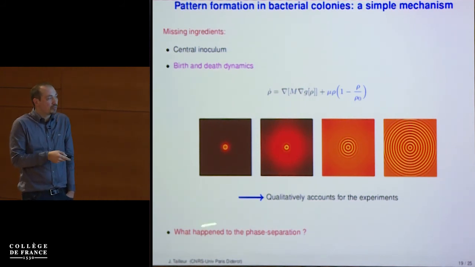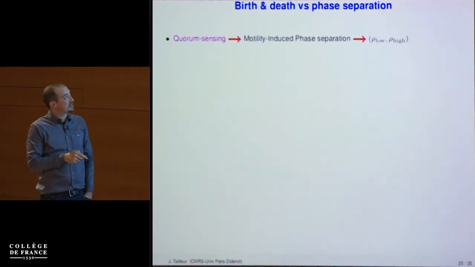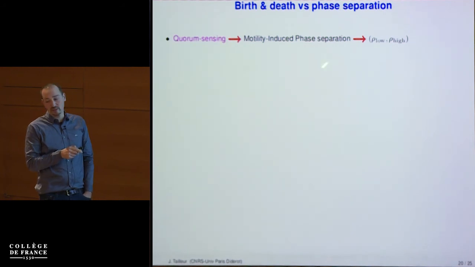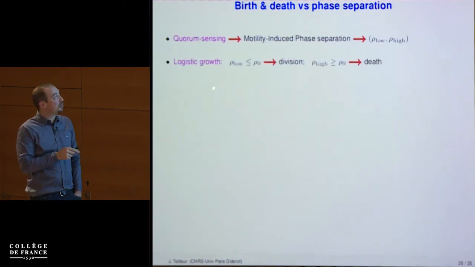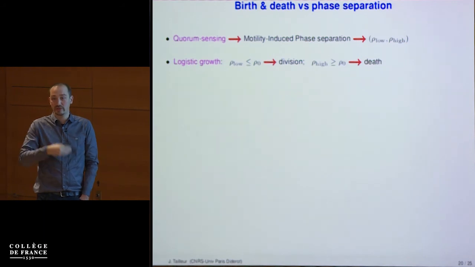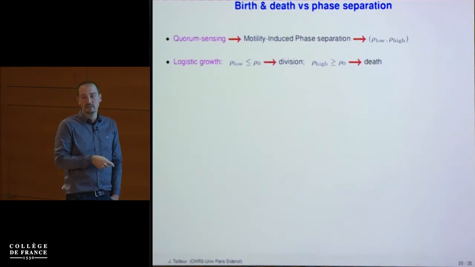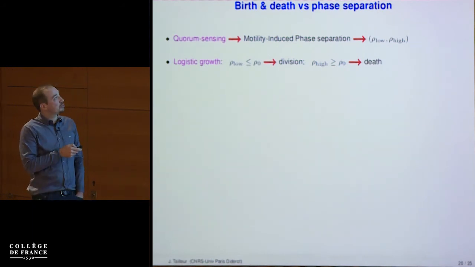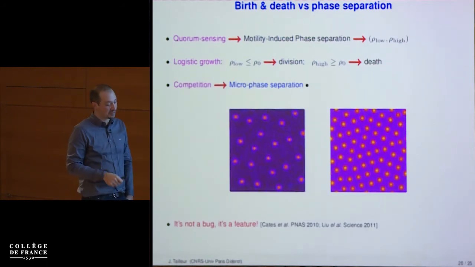And the question is, what happens to phase separation? Now, phase separation wants to generate a region of low density and a region of high density. But the birth and death wants to oppose that, because if you have a region of low density, you'll have lots of food, so you can divide and create matter. If you have a region of high density, then you starve and you die. And so the competition between this term that promotes phase separation and this term that would promote a homogeneous system at density rho naught gives you microphase separation instead of phase separation.